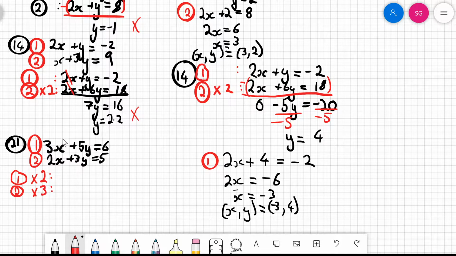So 3 multiplied by 2 is 6. 2 multiplied by 3 is 6. So both of them will have 6x. And that's what we're aiming for. But I still need to multiply across the rest of the equation. So 5y is going to be multiplied by 2. It's going to be 10y. 6 multiplied by 2, well, that's 12. Okay. 3y multiplied by 3, that's 9y. 3 multiplied by 5, that's 15. So I think I've given you enough for you guys to get started on that question.